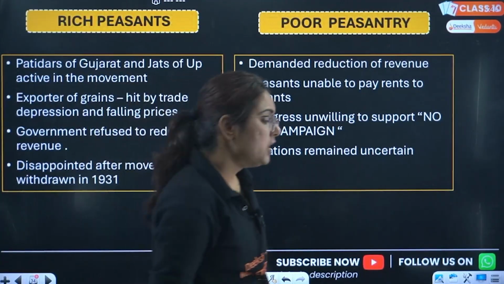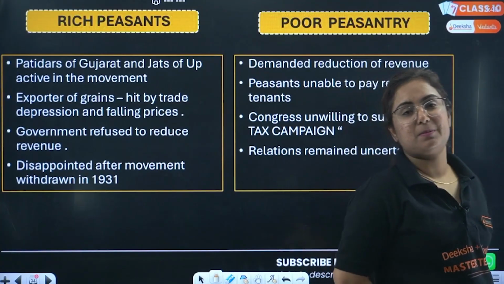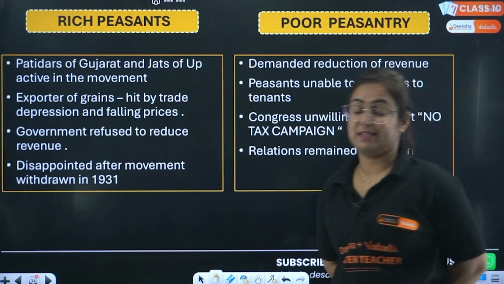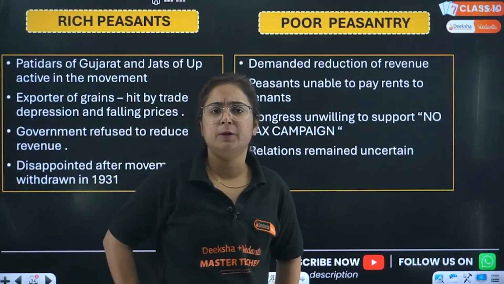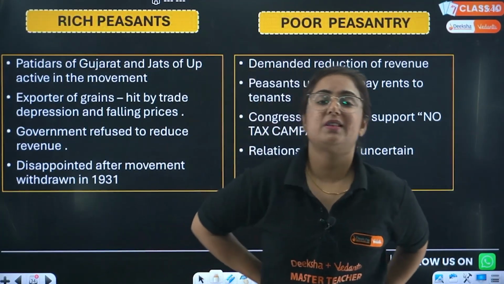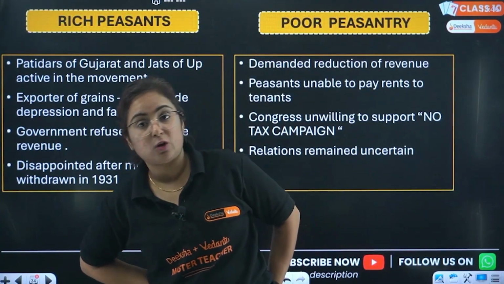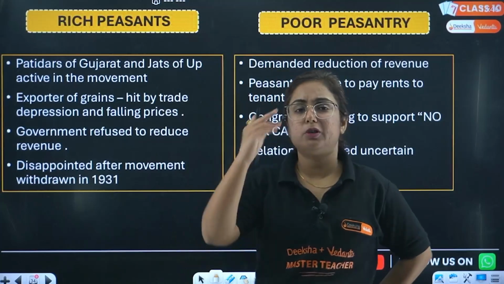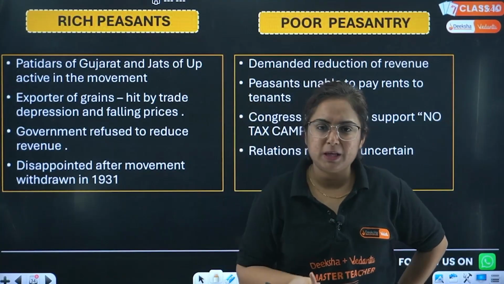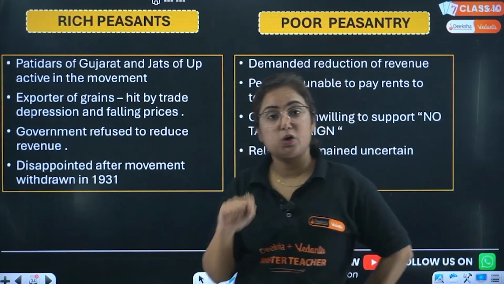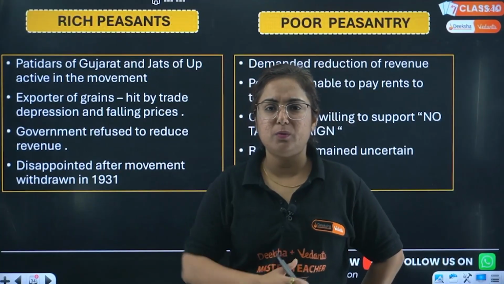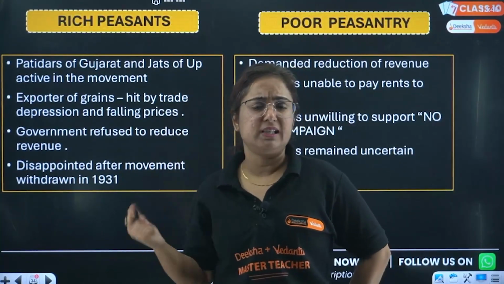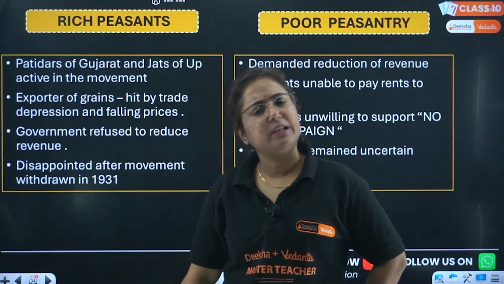Getting my point? So first we will cover the participation of rich peasants. Now rich peasants, yes, obviously they have large lands and they were doing commercial business for the Britishers. They were growing crops and all. Right? And the Britishers' policy somewhere impacted them, obviously. So there were groups in India like the Patidars of Gujarat and Jats of UP who had those large lands. Why did they participate in the movement?